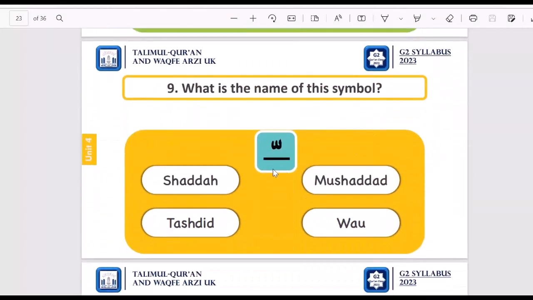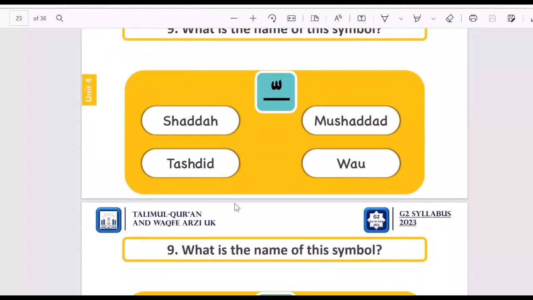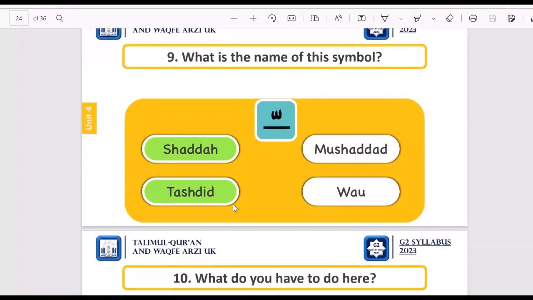Next question is, what is the name of this symbol that you can see over here? Is it known as a shaddah, tashdid, mushaddad, or wow? Okay, majority of the students have said shadda, and then the second most answers are for tashdid. Well done. This symbol is known as a shaddah or tashdid. You can call it by either one of those names.